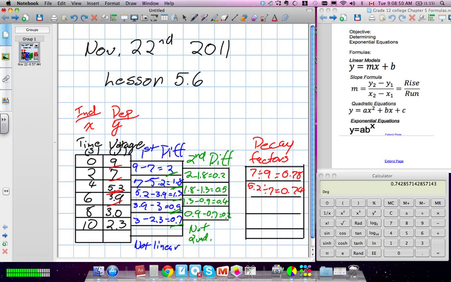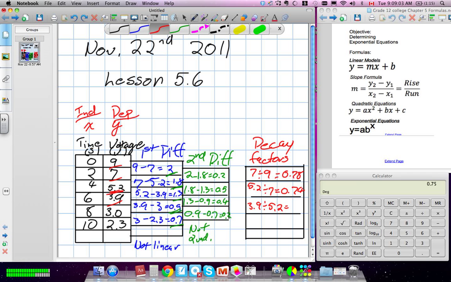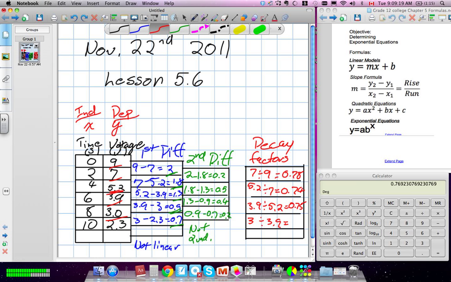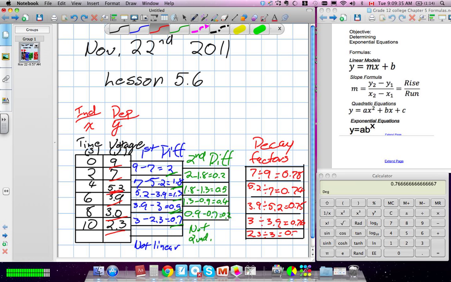Next one, we'll do 3.9 divided by 5.2, 0.75. And finally, oh no, there's 2 more. 3 divided by 3.9, 0.76. And finally, 2.3 by 3, 0.76 again.